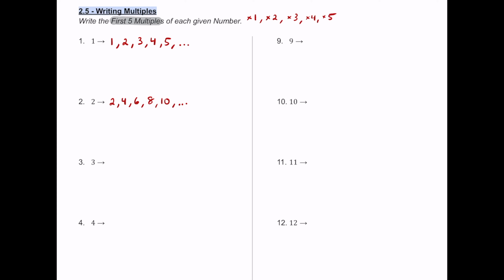For number 3, we have 3 times 1, which is 3, 3 times 2, which is going to be 6, 3 times 3 is 9, 3 times 4 is 12, and 3 times 5 is 15. For number 4, we have 4 times 1, which is 4, 4 times 2 is 8, 4 times 3 is 12, 4 times 4 is 16, 4 times 5 is 20. So these are the first 5 multiples of each of these given numbers.